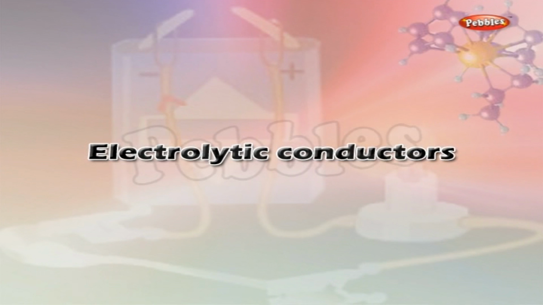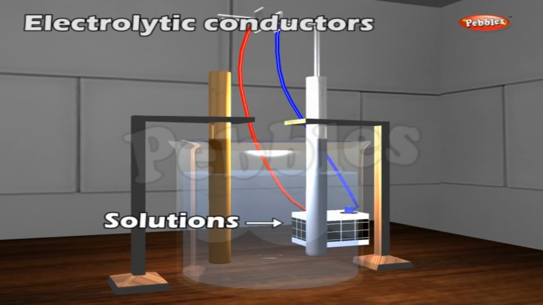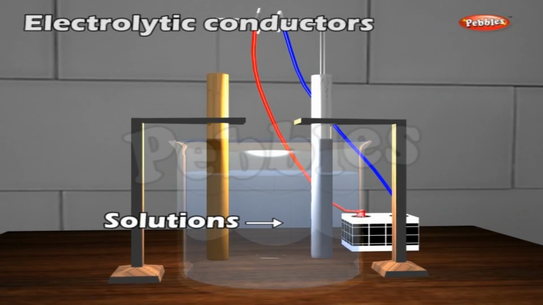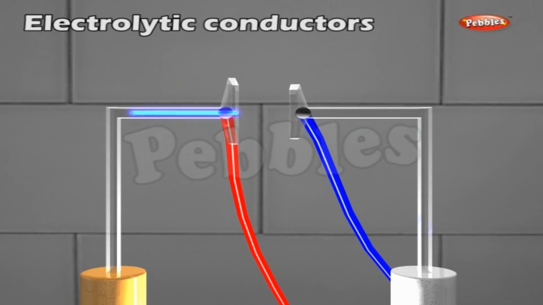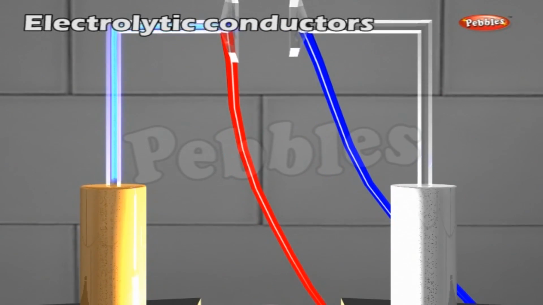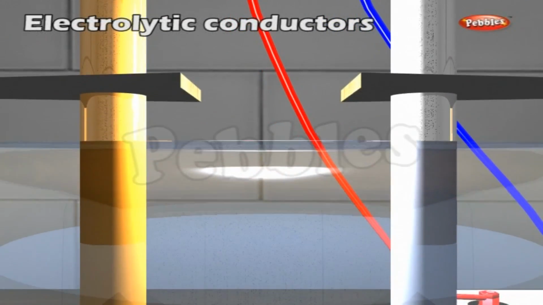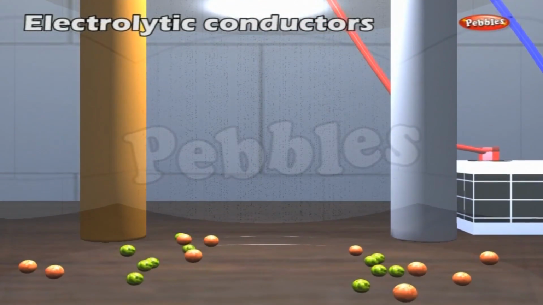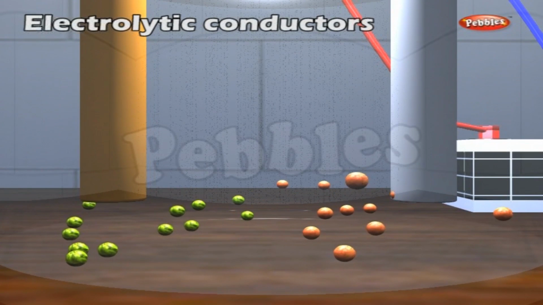Electrolytic conductors. Electrolytic or liquid conductors are liquid substances or solutions of substances which allow electricity to pass through them. This type of conductivity is due to the movement of ions from one point to another within the solution. The liquid undergoes dissociation when electricity passes through it and thus conducts electricity.